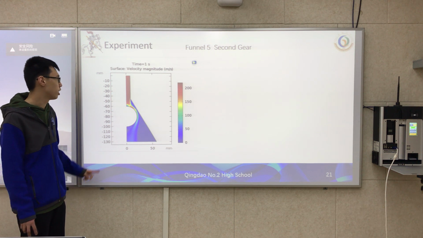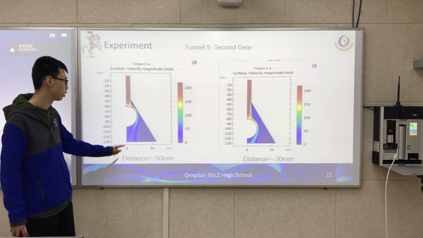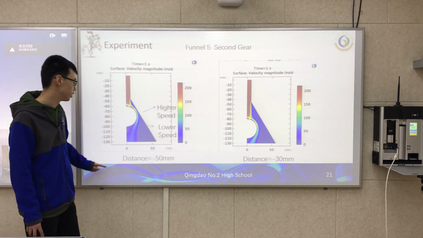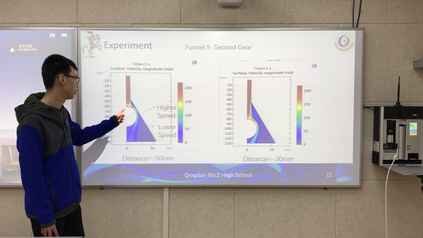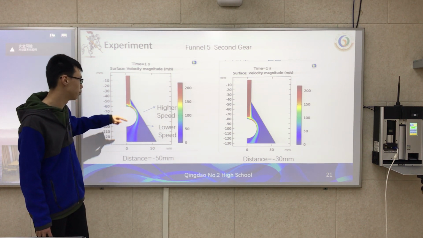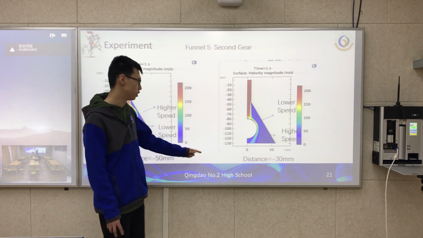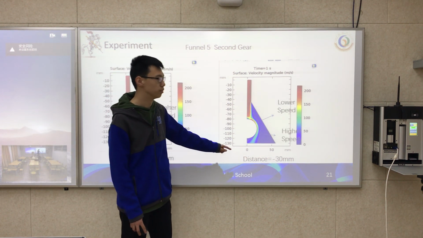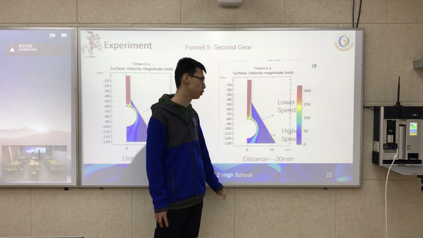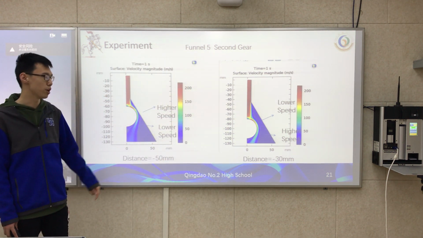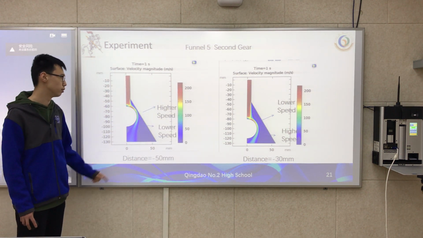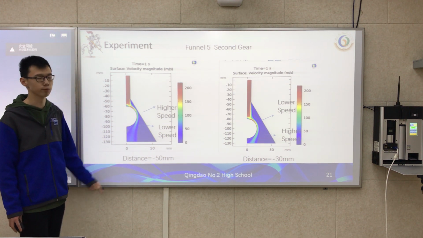To find the reason behind it, we compare the simulations when the distance is equal to minus 50 millimeters and the distance is equal to minus 30 millimeters. We found that when the distance is equal to minus 50 millimeters, the air velocity on the upper surface is higher, and the air velocity on the bottom surface is lower. But when the distance is equal to minus 30 millimeters, the air velocity on the upper surface is lower, and the air velocity on the bottom surface is higher. So the pressure difference on the left side is much bigger than that of the right side, so the ball with the shorter distance to the funnel can be lifted up more easily.